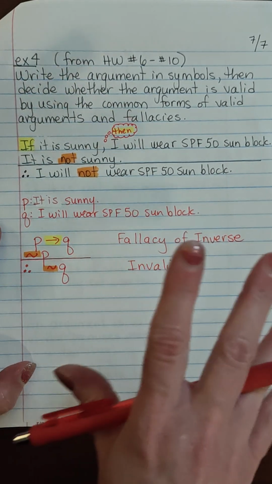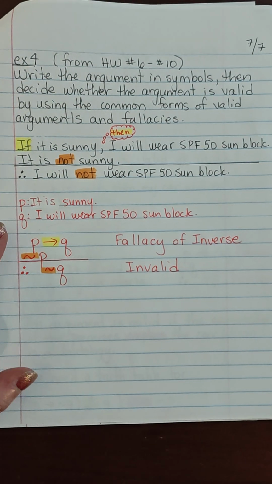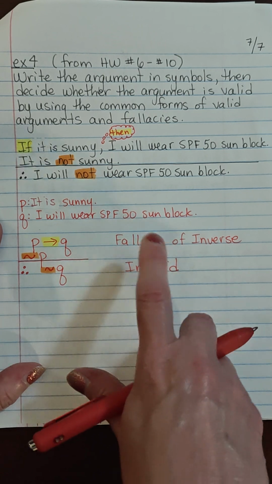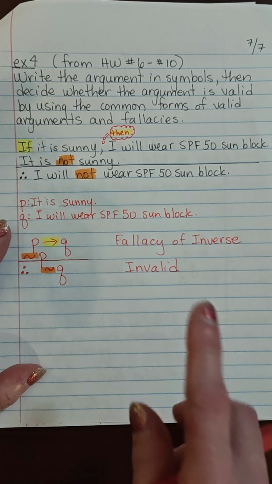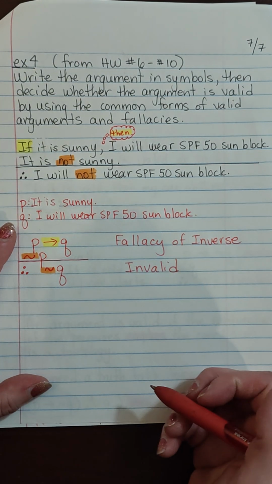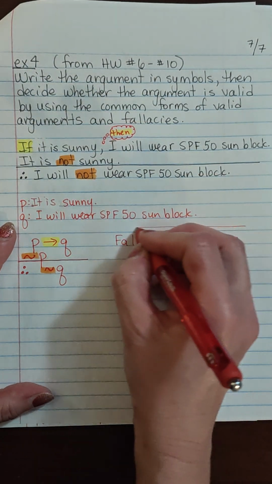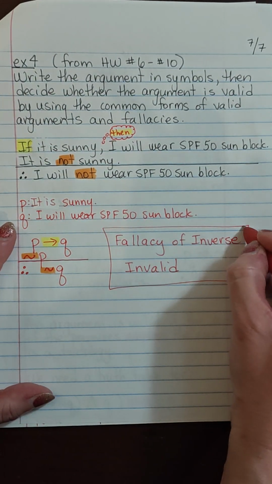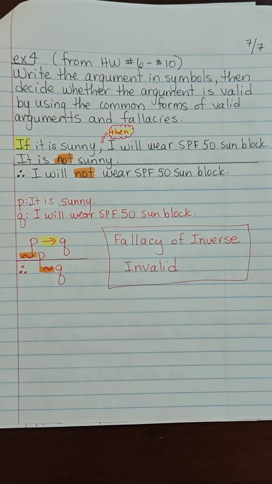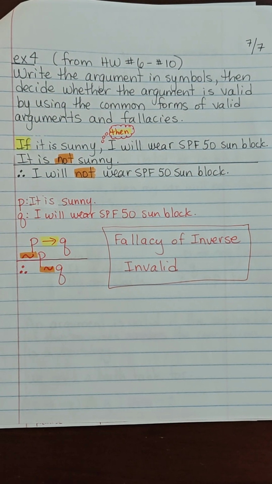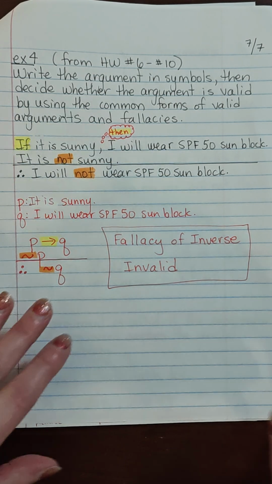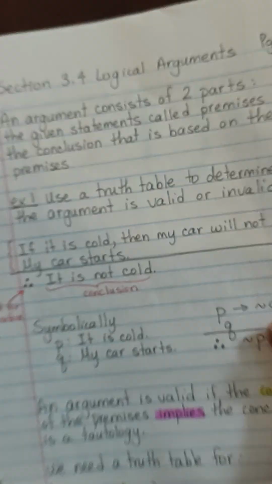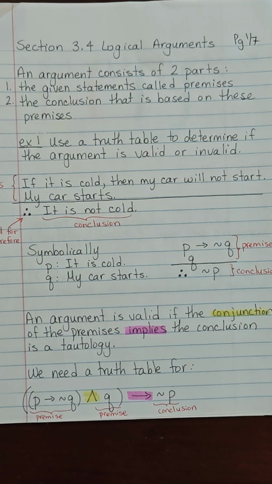So you're going to have to pick, is it valid or is it invalid? And then you're going to have to pick why. If it's valid, you're going to pick one of those laws. If it's invalid, you're going to have to pick one of those fallacies. So you're going to need both of these in your answer. You're going to have to pick if it's valid or invalid, and then you're going to have to pick if it's one of the laws for the valid or one of the fallacies for the invalid. Okay, so that finishes us up for section 3.4.